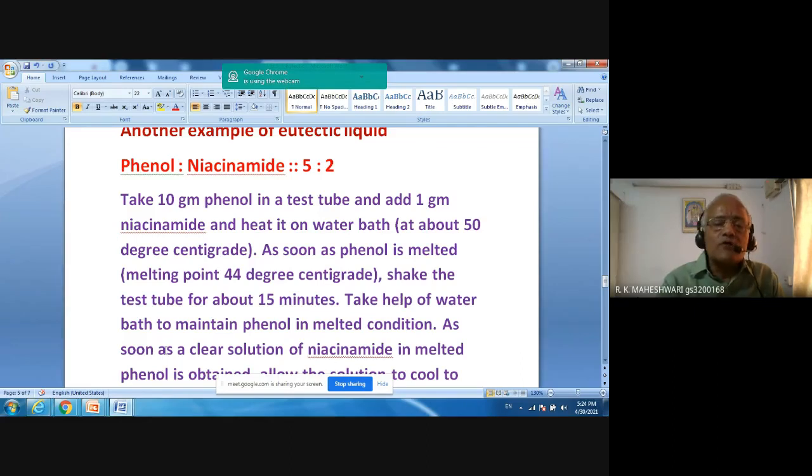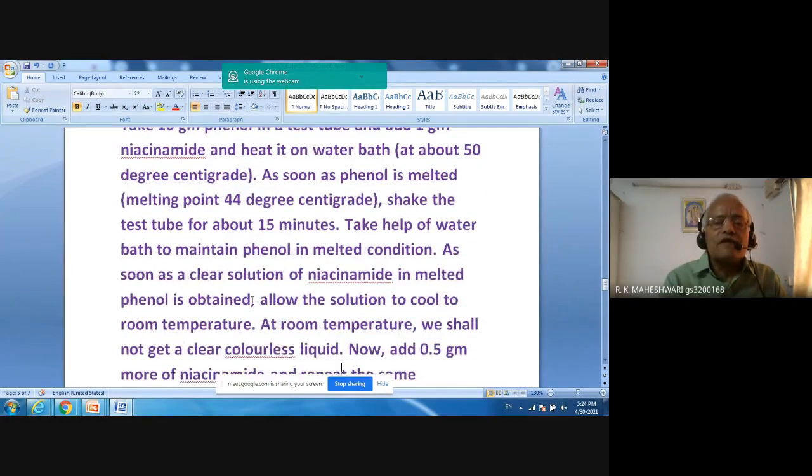Take the help of a water bath to maintain the phenol in a melted condition, so that you can shake the mixture. As soon as a clear solution of niacinamide and melted phenol is obtained, allow the solution to cool to room temperature. How much quantity did we take of this?